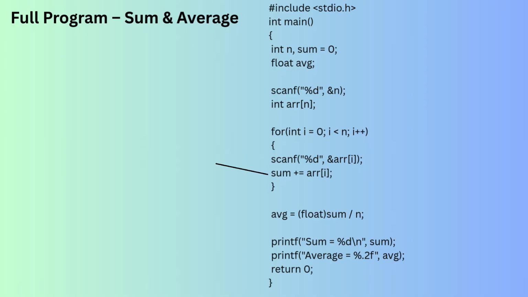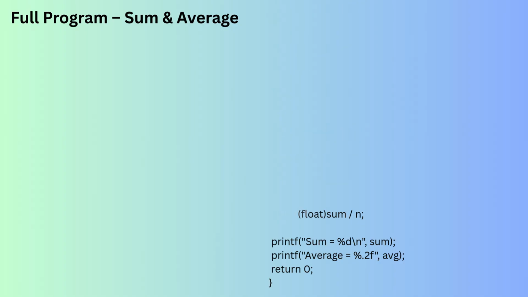Then we calculate the sum in the same loop. Then we divide the total sum by n and calculate the average. After that, we print the value of sum and average. So write the program in the code blocks and see the output on your own.